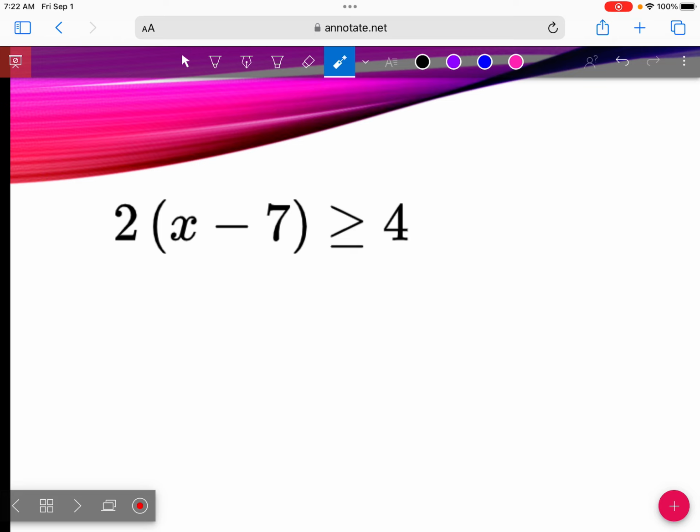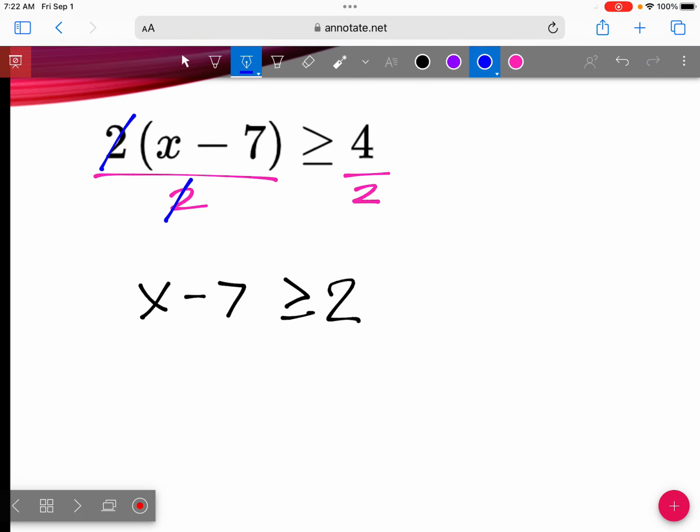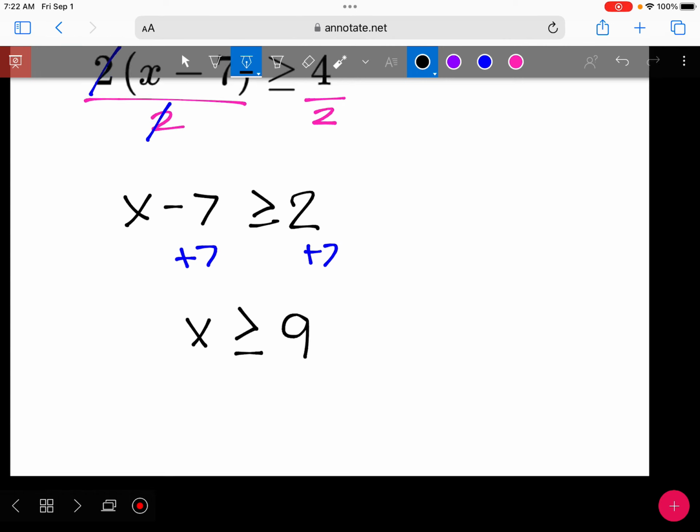2 times the quantity, x minus 7, is greater than or equal to 4. Divide by 2 on both sides. Excellent start. If we divide by 2 on both sides, that 2 and that 2 cancel out. And we're left with x minus 7 is greater than or equal to 2. Then what? Add 7. So we're going to have that x is greater than or equal to 9.